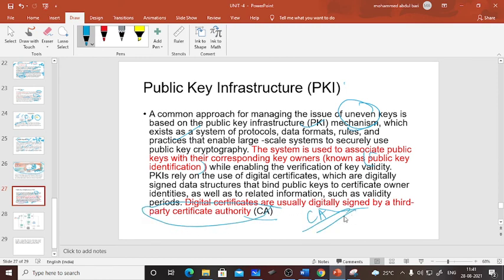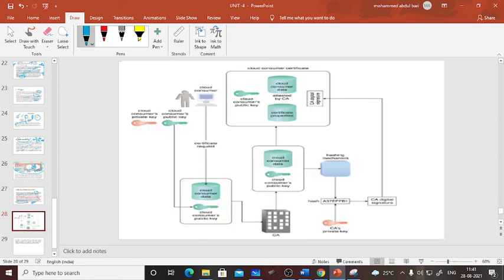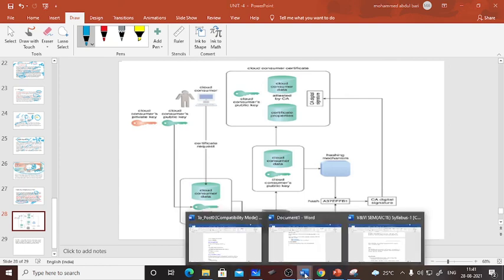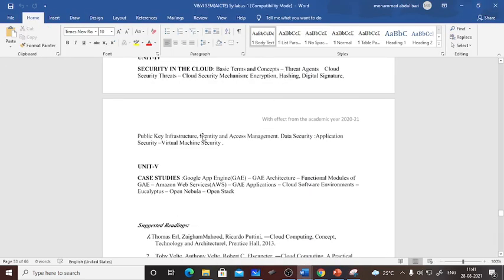Okay, we will stop here. Then we'll continue the diagram with this. Let me go through my Word file. Yes, we are here: public key infrastructure, identification management, and data application.